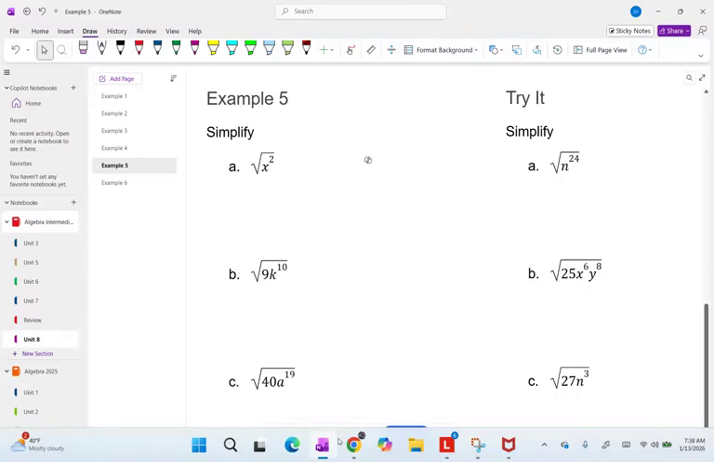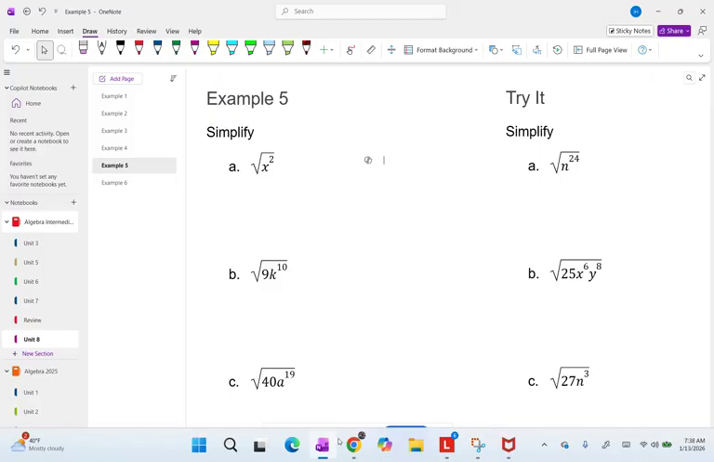Guys, in example 5, we're going to be simplifying radicals with variables. And so we'll be looking at square roots first. And remember, if our exponent is even, we just divide it in half. If it's not even, we break it apart. And we'll look at that in part C.